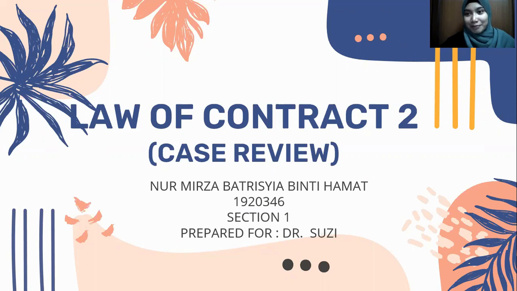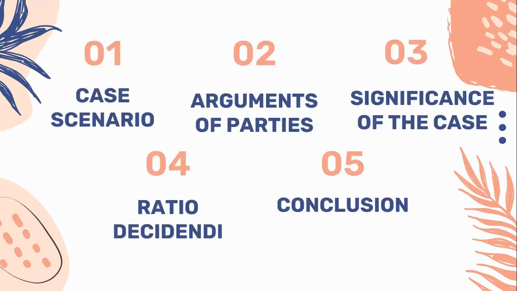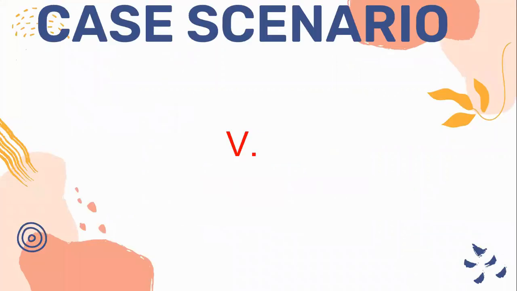So let's begin. The case that I'll be reviewing is the case of Fu Lianxin and another v Ng Chunlin and another in the year 2006. Among others, we will be discussing the case scenario, and we'll move on to the arguments of parties, significance of the case, ratio decidendi, and ultimately the conclusion. So let's go to the case scenario.